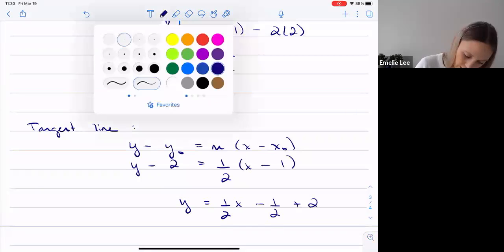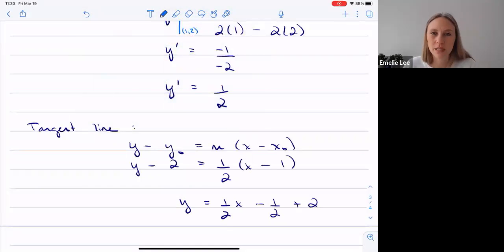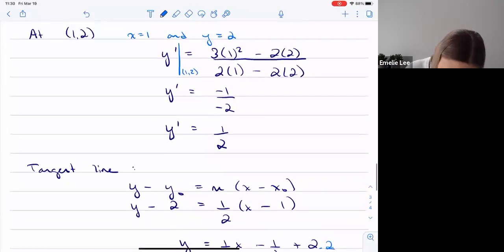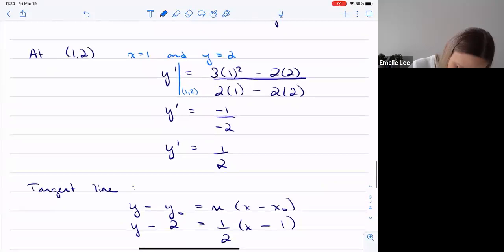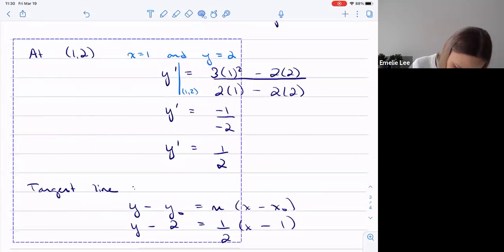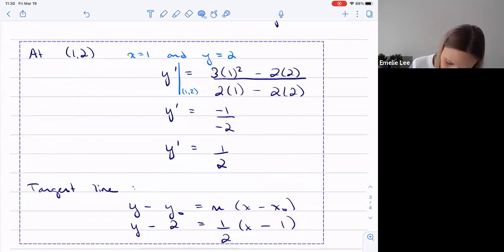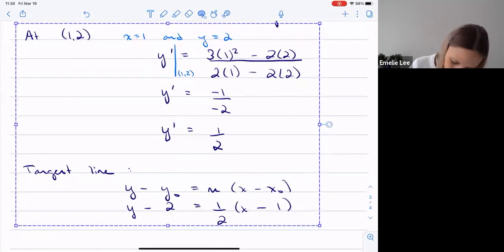plus 2, and I'm just going to force it to have that common denominator of 2 right away by multiplying by 2 over 2. And I just need one more line, ironically, because we're making lines.